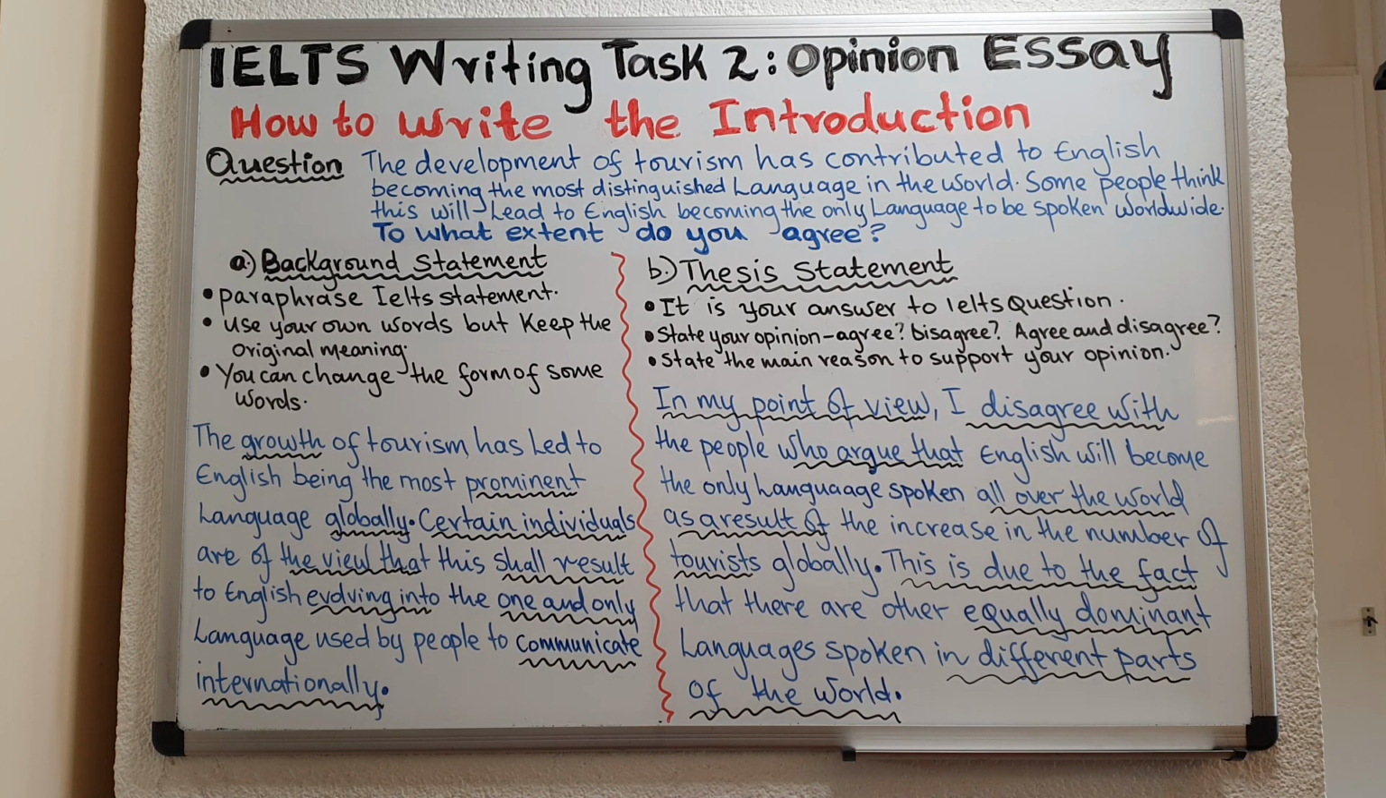So you want to be as fast as you can, and you want to make sure that you're putting all the relevant information in your essay in the correct order to score a high band. So how do you write the background statement? It is the easiest part to write. And the reason is because you just need to paraphrase the IELTS statement.